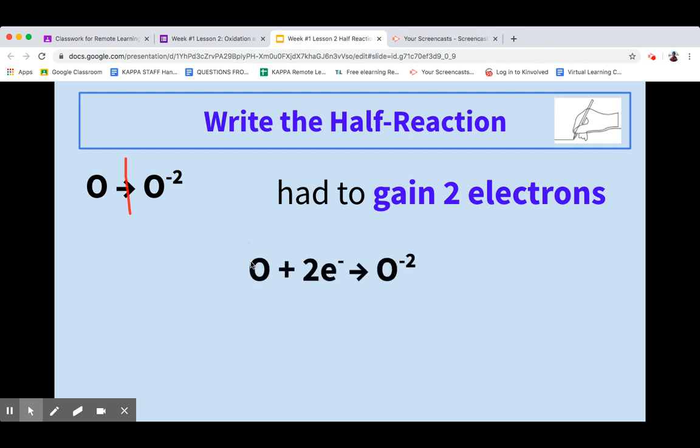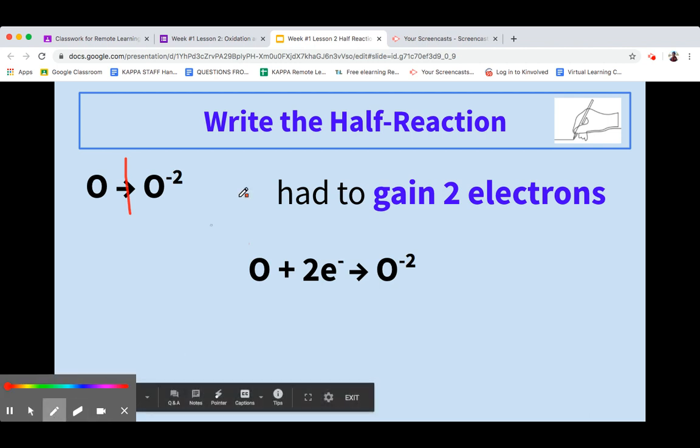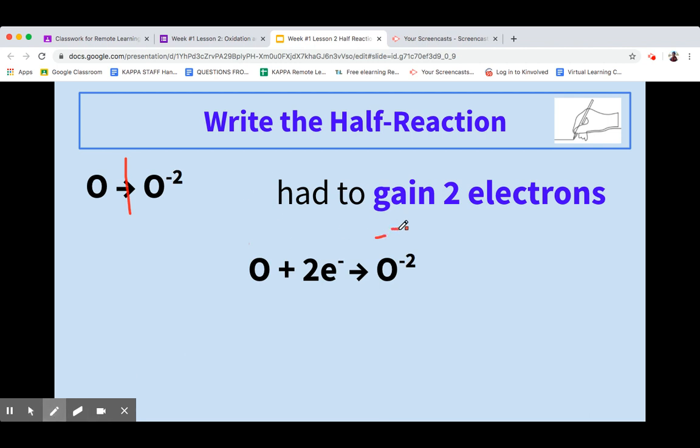The reaction would look like this. Our 2 electrons on the left side because reduction is gaining, so we're gaining more electrons in the beginning, which gives us an overall negative charge. Over here, our charge is -2, and over here, our charge is also -2.